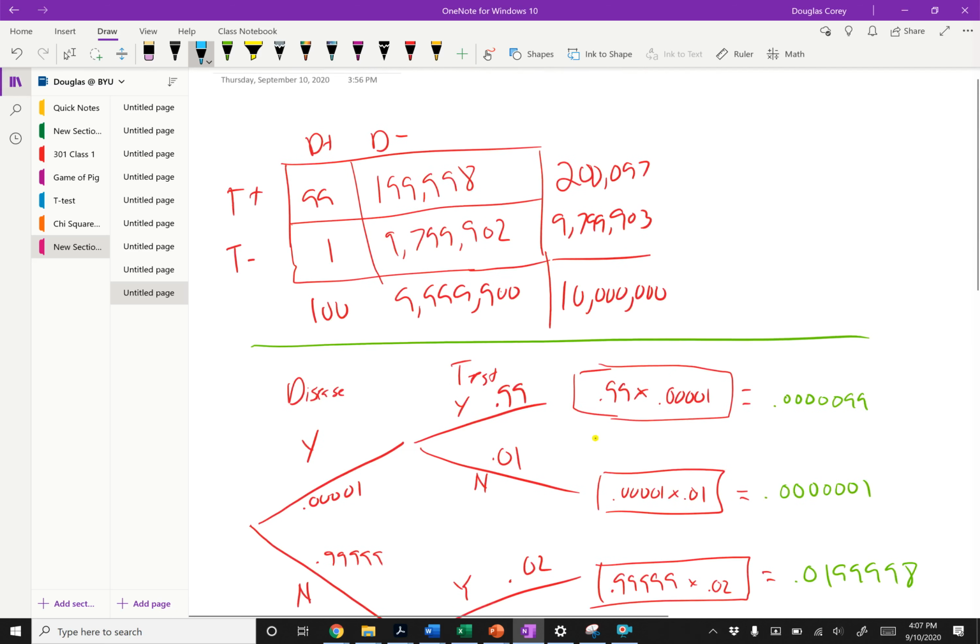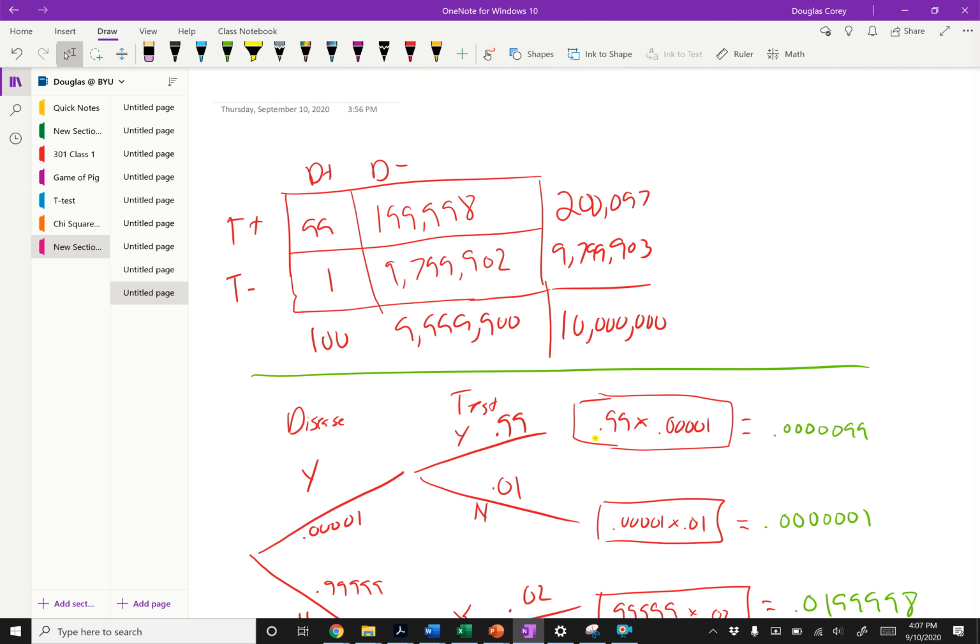Hey class, I just wanted to finish off the problem we never quite got to finish in class today. This one about the medical tests and trying to figure out the probability of having the disease given that you tested positive. So D plus is having the disease, D minus is not having the disease. T plus is testing positive, T minus is testing negative. So this is what we're after, should do that conditionally: the probability of having the disease given that you've tested positive.